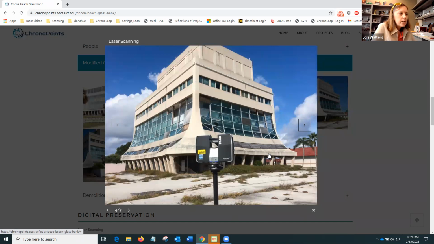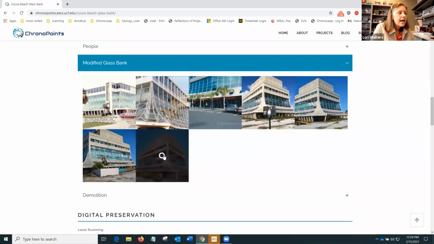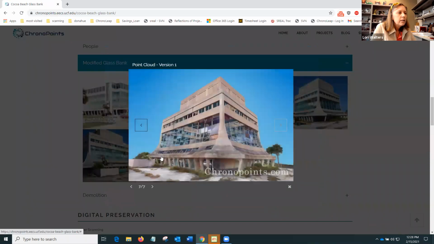And so the city of Cocoa Beach permitted us to go in and conduct this laser scan of the exterior. And so we did the scan of the exterior. This is an actual laser scan. This is the point cloud of the laser scan. So this is us putting together all the exterior scans that we did.